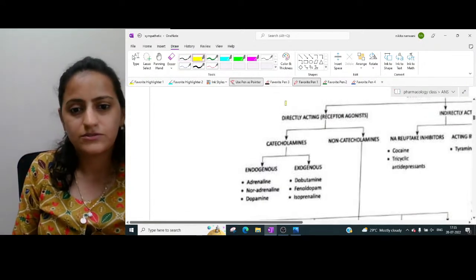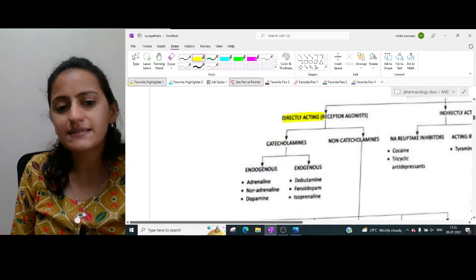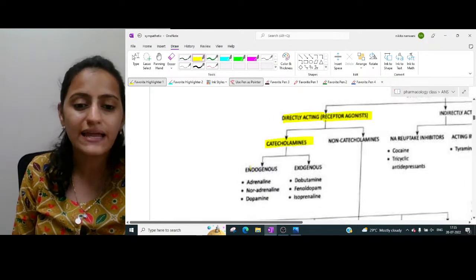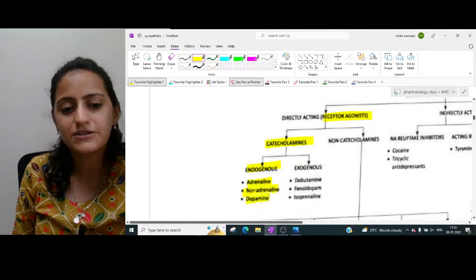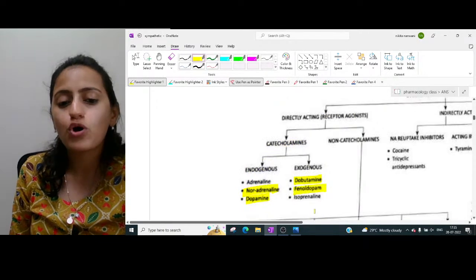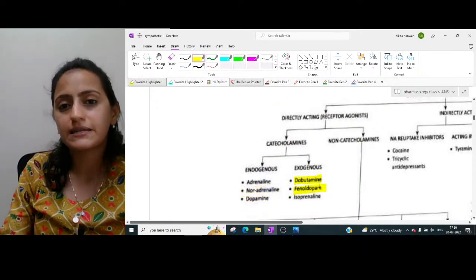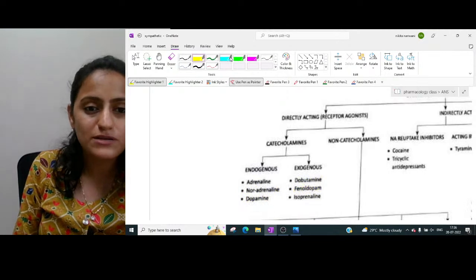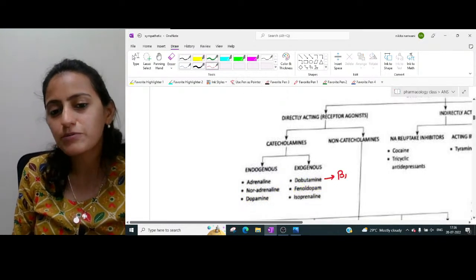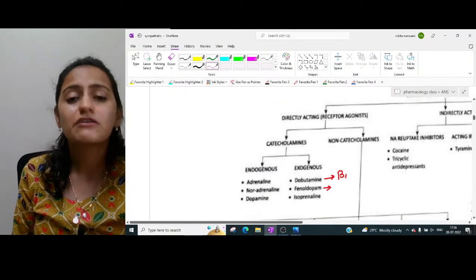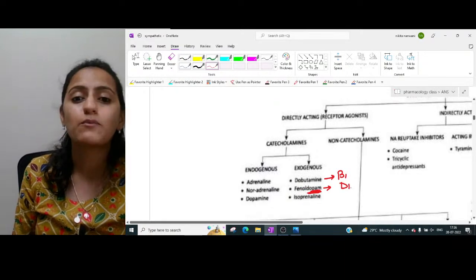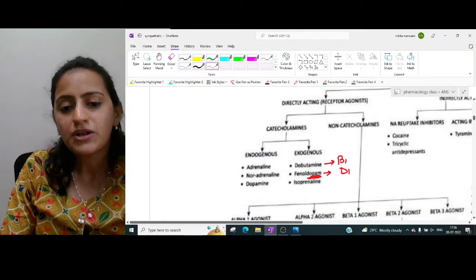Okay. So catecholamines, direct acting sympathomimetic agents, that is receptor में the catecholamines. Endogenous from the body we have adrenaline, noradrenaline and dopamine. Exogenous is dobutamine, fenoldopam and isoprenaline. Okay, dobutamine, what did we say? Where does dobutamine act? Dobutamine is predominantly beta 1. Fenoldopam is at D1 receptor.